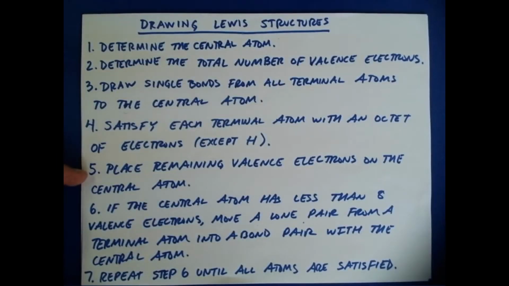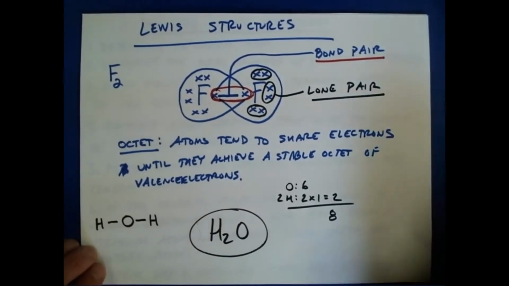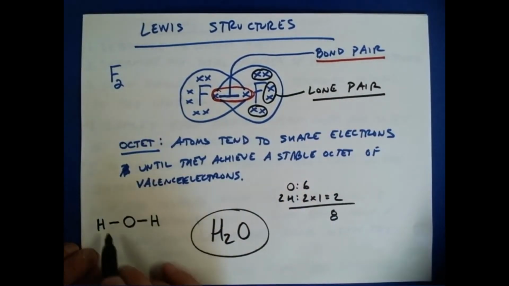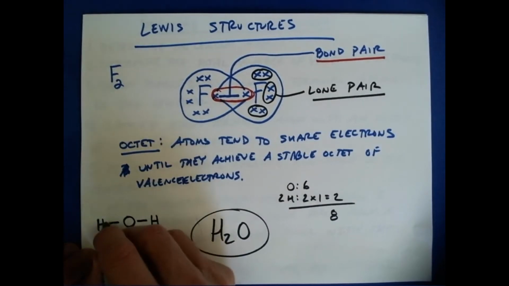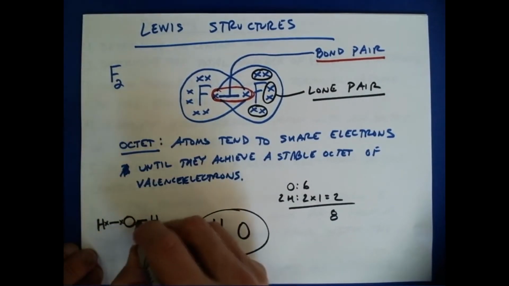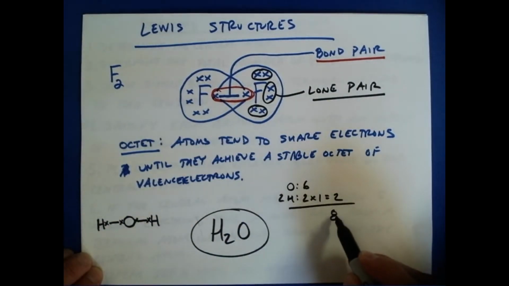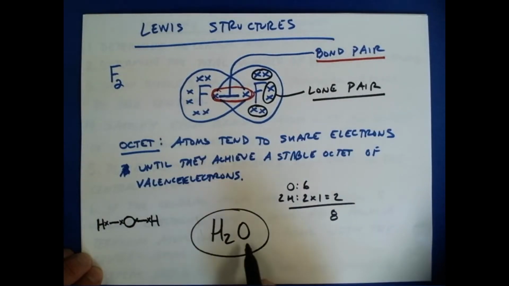We're going to place remaining valence electrons on the central atom. Well, what does that mean? Let's see how many electrons we've used. Each bond here, I didn't draw in the electrons, I should probably do that. So I'm going to draw in the 2 electrons involved in each bond. And we have a total of 8 valence electrons we need to count for the H2 and the O.